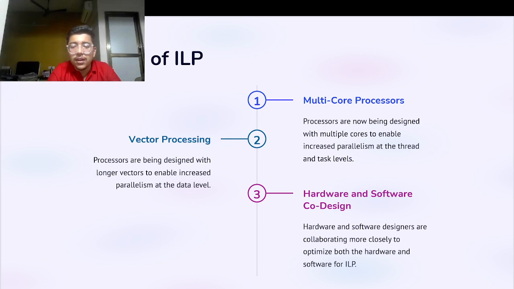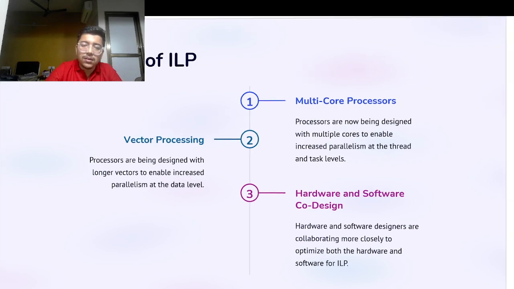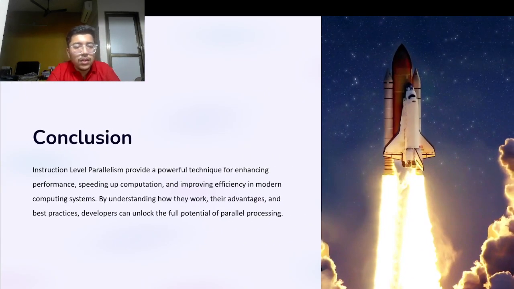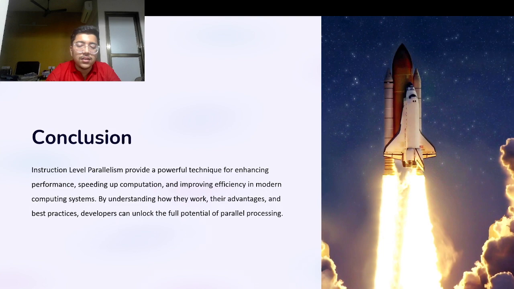Hardware and software co-design is also used. That means hardware and software designers are collaborating more closely to optimize both the hardware and software for instruction level parallelism. So we conclude that ILP is a powerful technique for enhancing performance, speeding up computation in the modern world, and improving efficiency in modern computing systems. By understanding how they work, their advantages and best practices, developers can unlock the full potential of parallel processing.